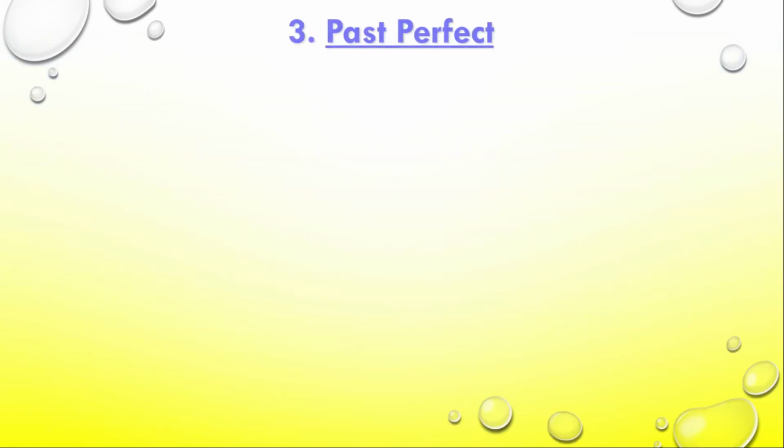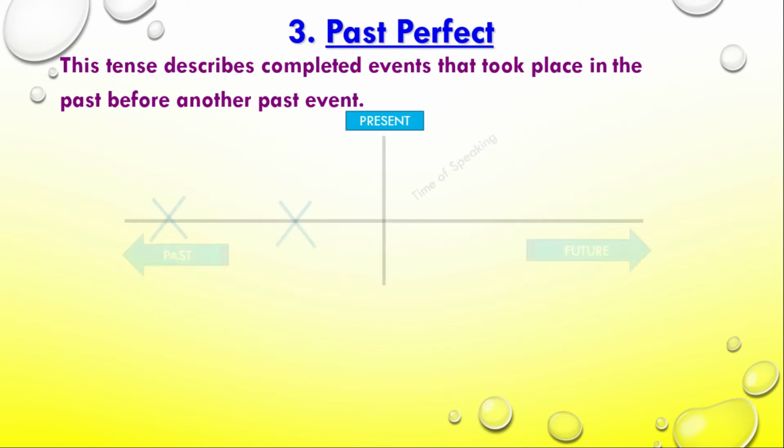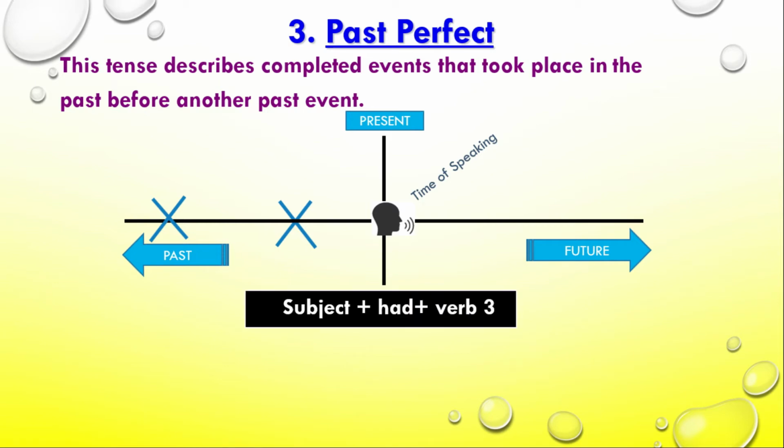Let's see past perfect. This tense describes completed events that took place in the past before another past event. Have a look at this diagram. When two actions occurred in the past, the action that occurred first is talked about in past perfect tense. This is the time of speaking. The form of this tense is subject plus had plus the third form of the verb. Had is used for singular subjects as well as for plural subjects.